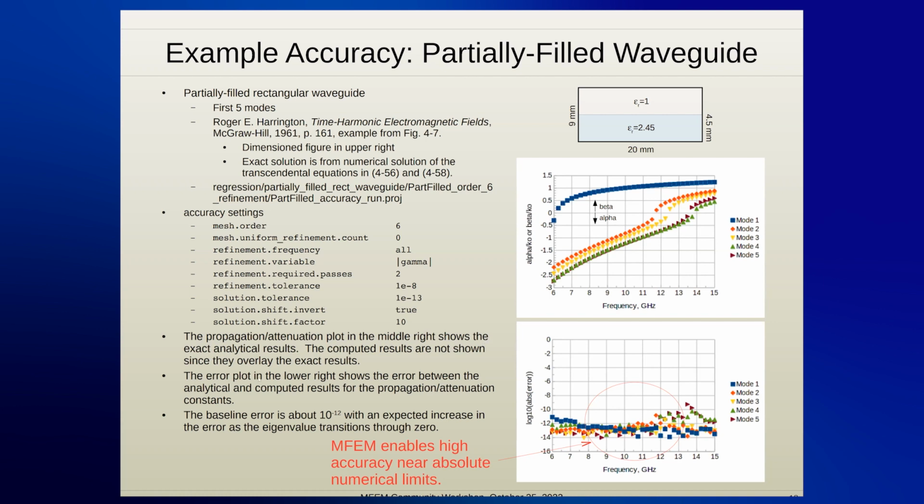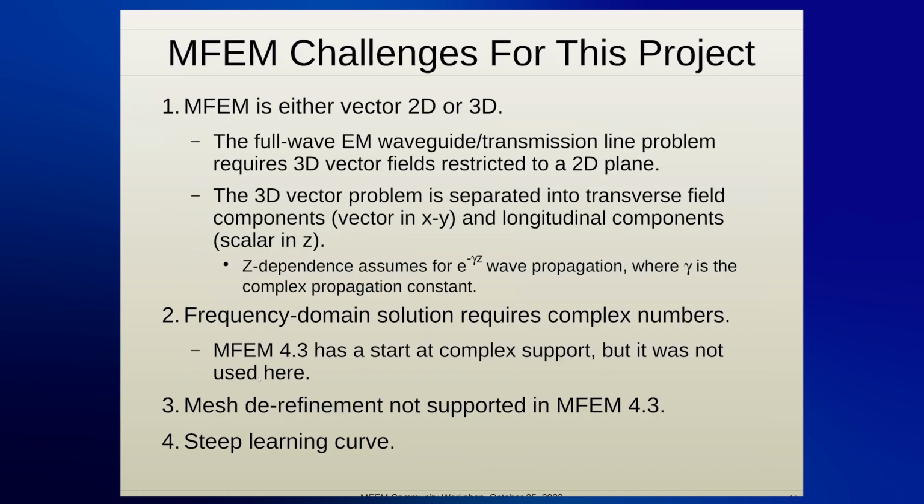So for the development of this project, I wanted to talk about some of the challenges that I had going through. MFEM is, first off, either vector 2D or vector 3D. In doing an electromagnetic propagating wave problem, it's a 3D vector field, but it's restricted to a 2D plane. So it doesn't fit exactly into MFEM's structure. So it actually makes it a more interesting problem, but you have to work out how to get it to do the 3D vectors on the 2D plane.